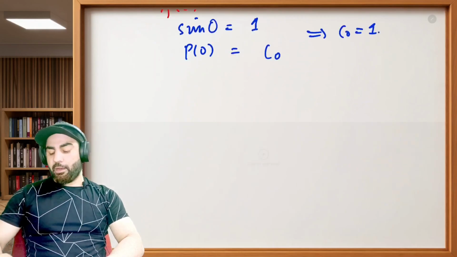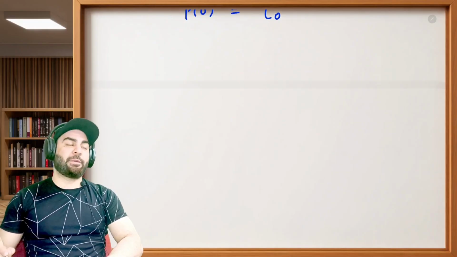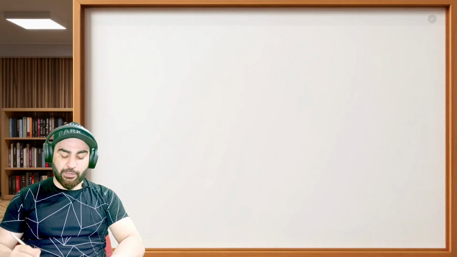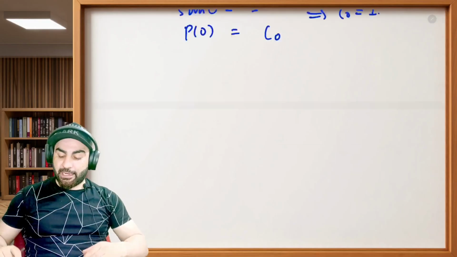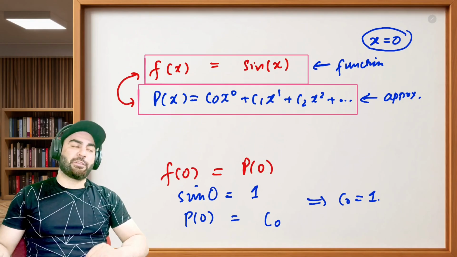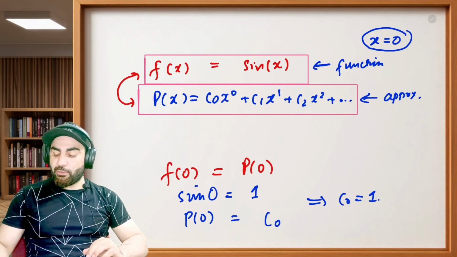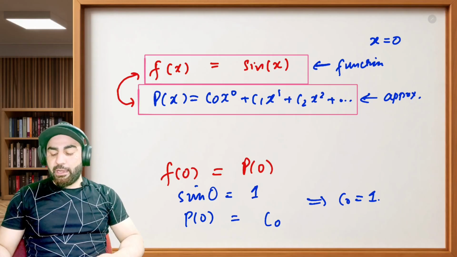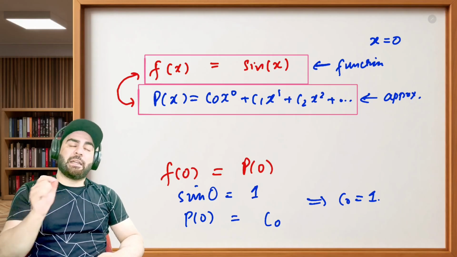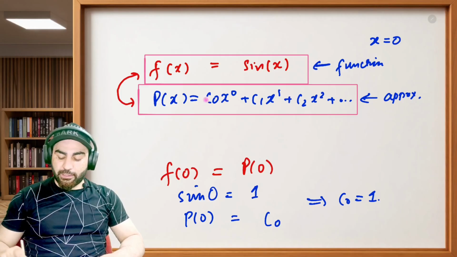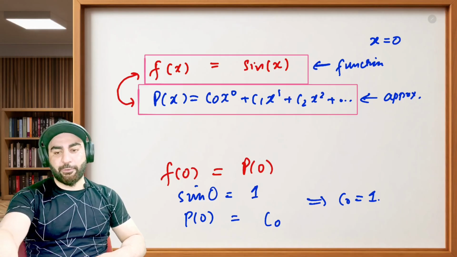So I will use the concept of differentiation here. I'll say the first derivatives of these functions should also be equal, because at that point, at x equals 0, the value of the function and the value of the approximating function should be equal. One more thing: because we are approximating around that point, the first derivative of the function should also be equal to the first derivative of the approximation. Let me take the first derivative.